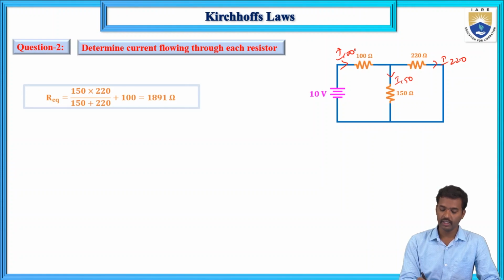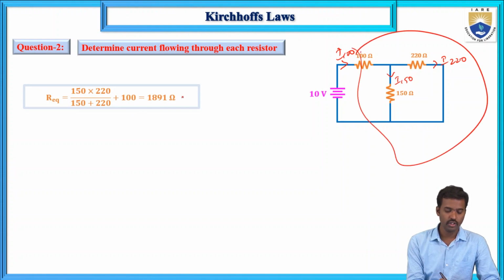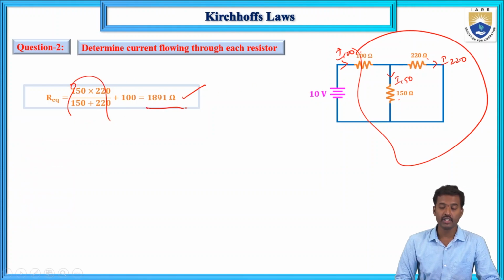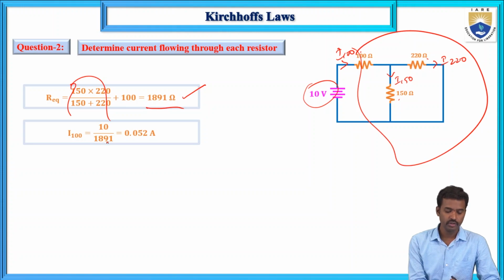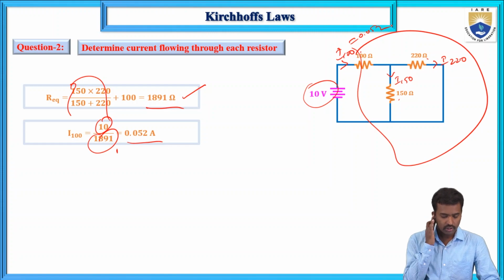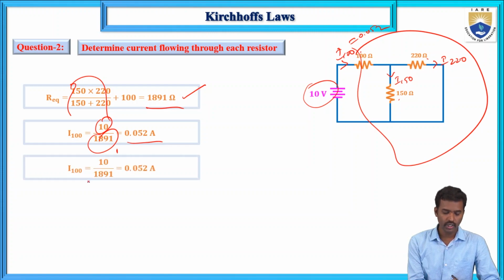First calculate the equivalent resistance for this one. The 150 and 220 are connected in parallel and again in series with the 100. That equivalent resistance is 189.1. So the current flowing into the 100 ohm resistor equals 10 volts divided by this equivalent resistance, V by R. This current equals 0.052, so the current flowing into the 100 ohm resistor is 0.052.